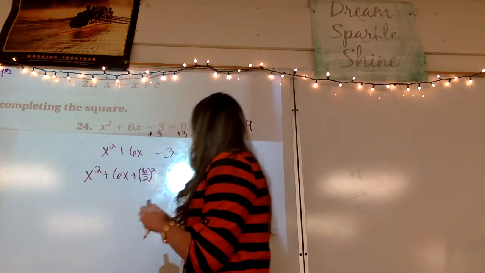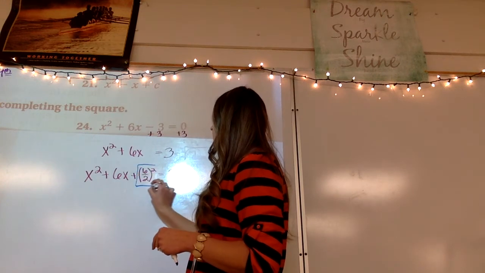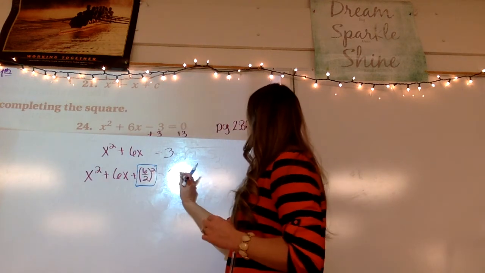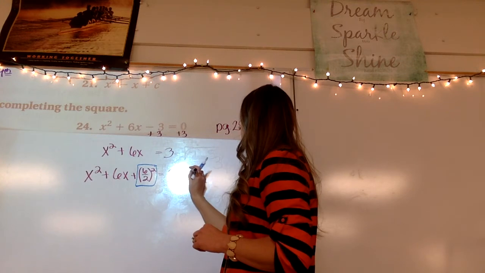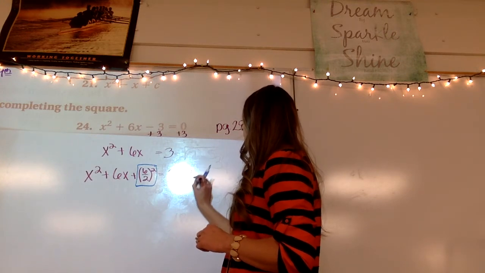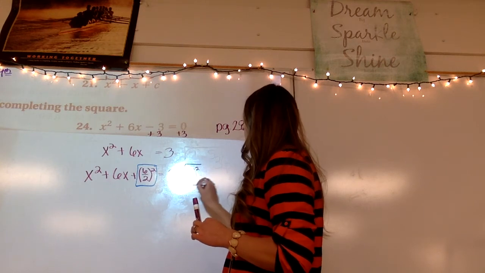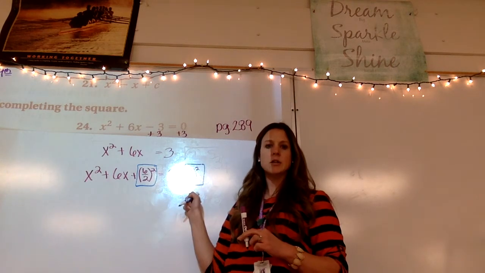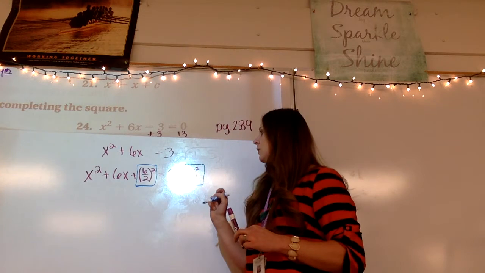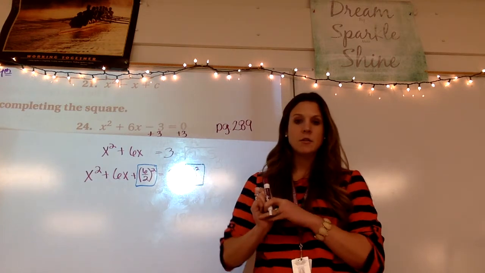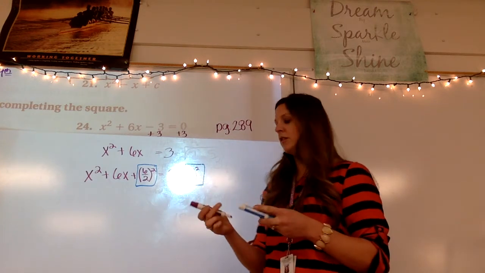If we add it to the left-hand side over here, you need to add it to the right-hand side. And it's the exact same term. So you can't just add something to the left and not add it to the right. It has to be balanced. All right, so what is 6 divided by 2 squared? So come up with that value now.